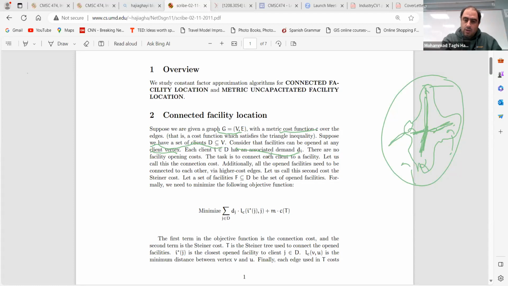The task is to connect each client to a facility. So this is the connection cost that we talked about. Additionally, all open facilities need to be connected to each other via higher cost edges. This is the Steiner cost, essentially. Why do we call it Steiner cost? Because these facilities that you are opening, you need to connect them. And the cost of this one is like a broadband link, so the cost would be higher.